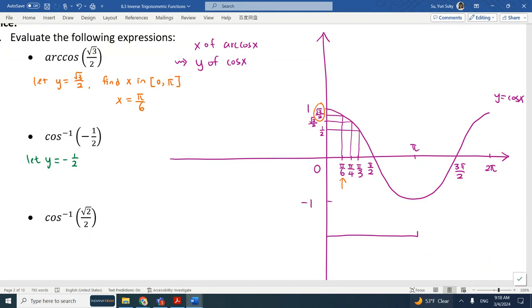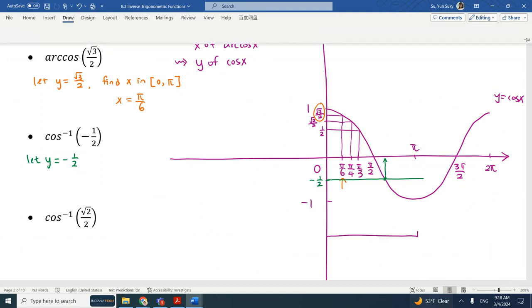This is negative 1. Negative 1/2 will be here. Do you agree, everybody? So negative 1/2 is here. So you put the horizontal line, and do you see this point? This y is negative 1/2, and we want to find the x. We want to find the x. So what is this x?